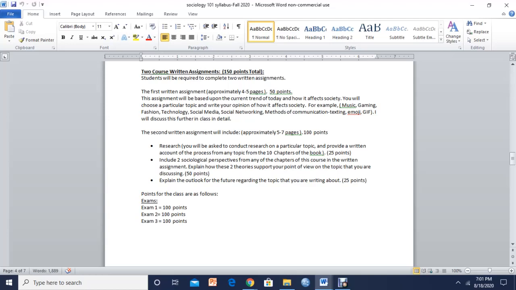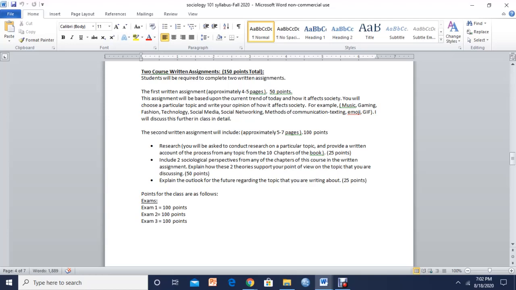Also, you have to talk about the outlook of the future regarding the topic that you're writing about. So the last part in the conclusion piece, you're going to recap what you talked about, and then the next thing you're going to do is give me your outlook of the future of your topic.